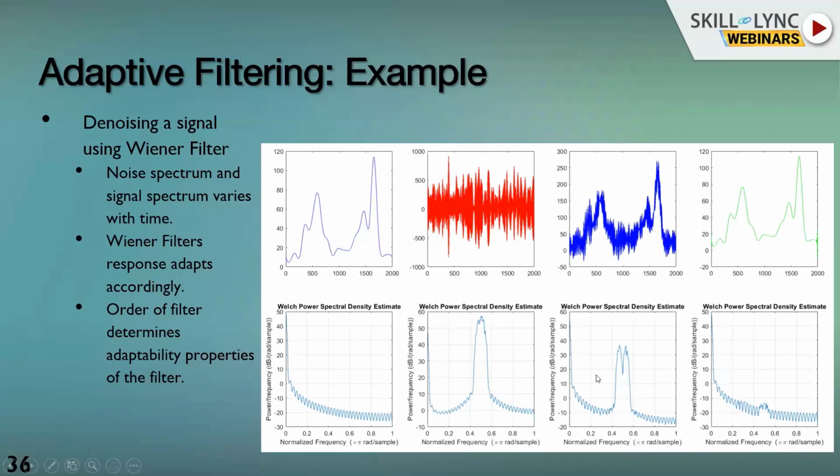So the order of the filter actually determines the adaptability properties of the filter, how fast it can adapt to the changing scenario. The order of the filter is a design parameter, because it is based on how computationally capable our DSP chip is. So these kinds of parameters are taken into account when designing an adaptive filter and working with these kinds of filters. This basically completes our discussion. This is what I wanted to cover from the technical point of view in this webinar.